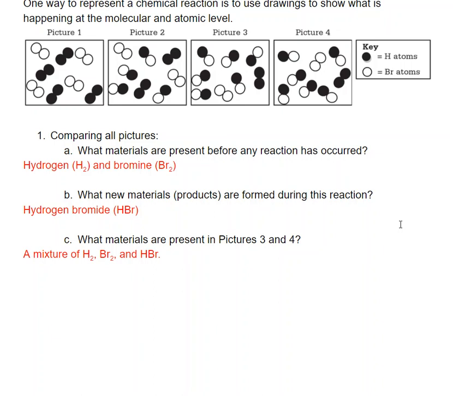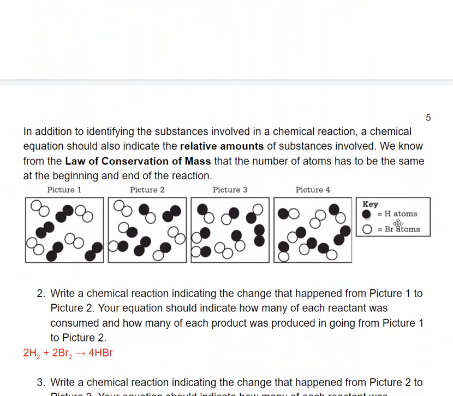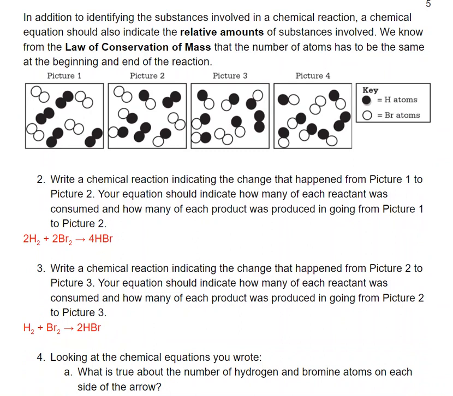In pictures 3 and 4, we see that we are in progress of the reaction and we have a mixture of hydrogen, bromine, and hydrogen bromide. So in addition to identifying substances involved in chemical reactions, a chemical equation should indicate relative amounts of substances involved. We know from the law of conservation of mass that the number of atoms has to be the same at the beginning and end of the reaction.